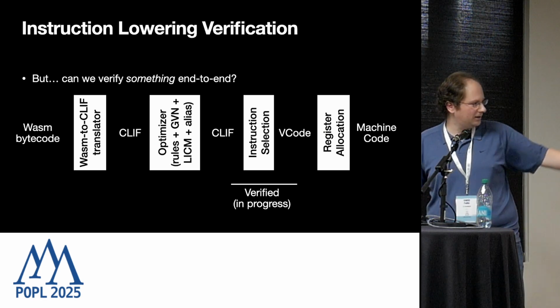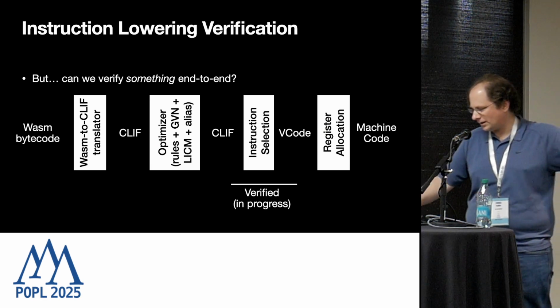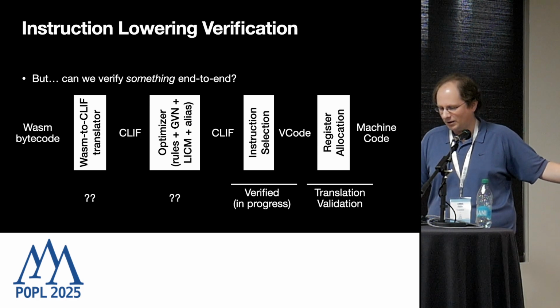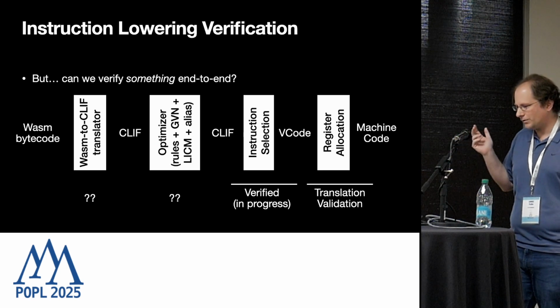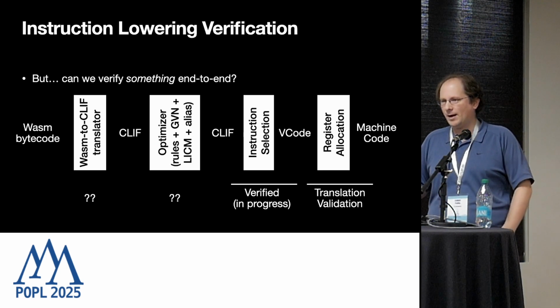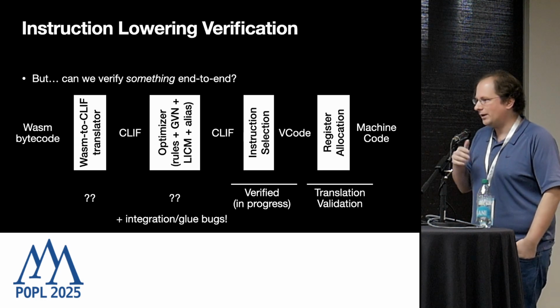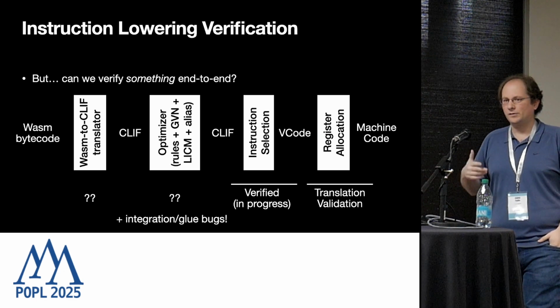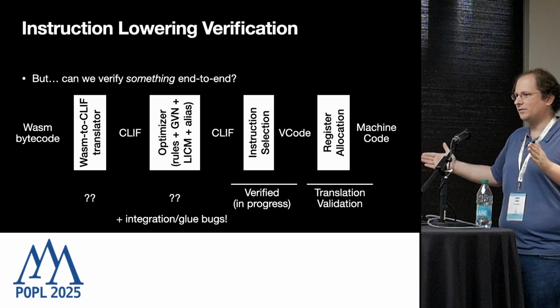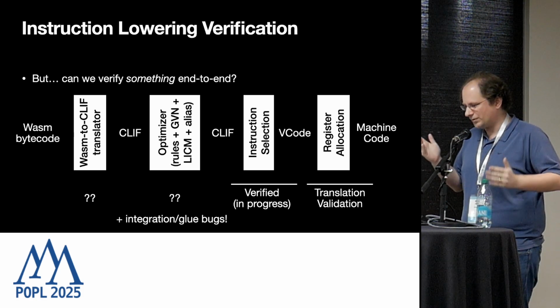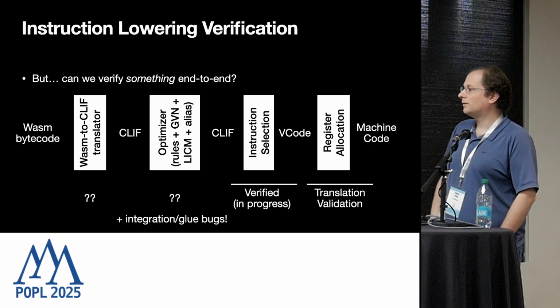So we verified, kind of, it's in progress, the instruction selector. I'll talk more about the register allocator later. We do translation validation there. But what about the other two phases? Those are large bodies of code, especially the optimizer, which also has a lot of cleverness embodied in it. And then there are also integration and glue bugs, right? So there's the thing where you verify every individual phase, but the assumptions that they make at the boundaries are not exactly lined up. For example, yes?